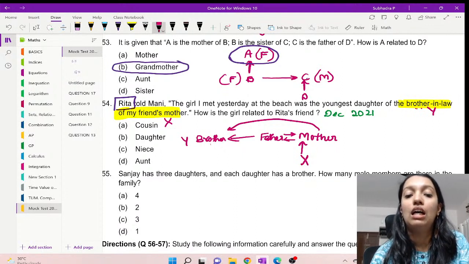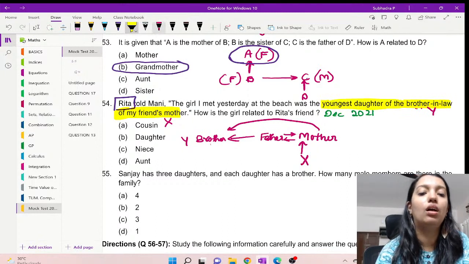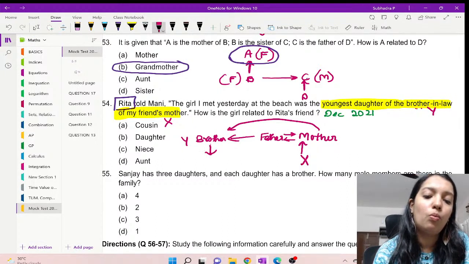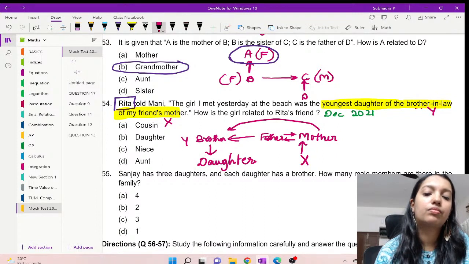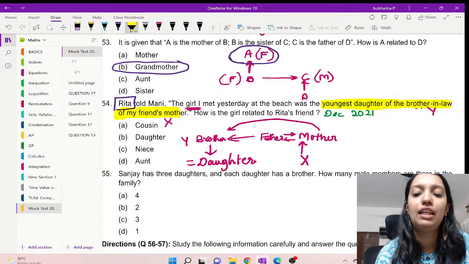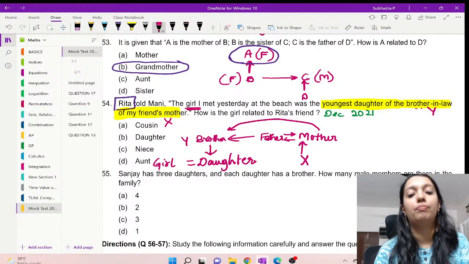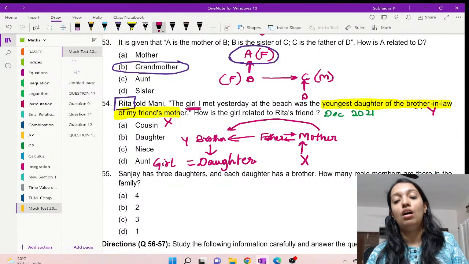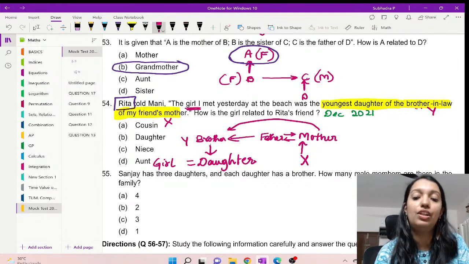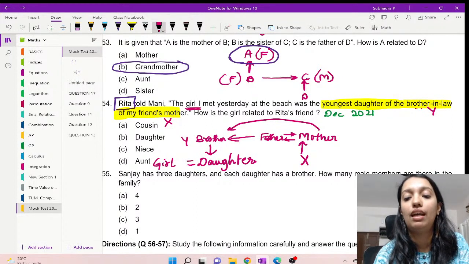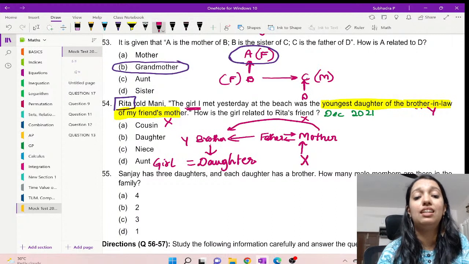Next, go back. Daughter of Y. Y is daughter. This daughter is the girl that she met at the beach yesterday. So this is the girl she met. What is the question now? How is this girl related to Rita's friend X? How is this girl related?